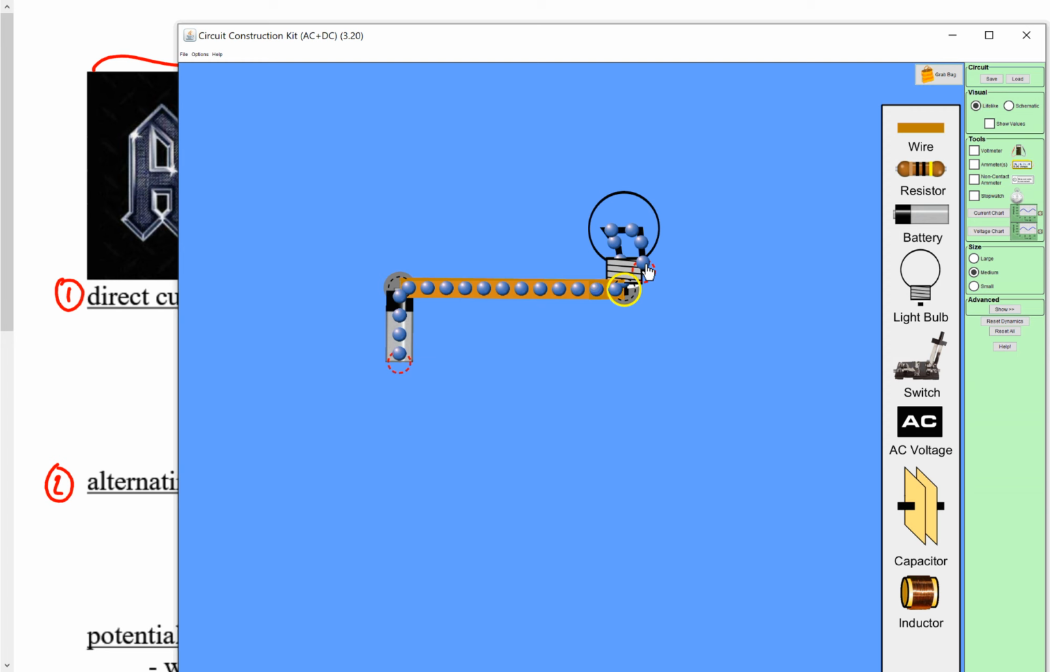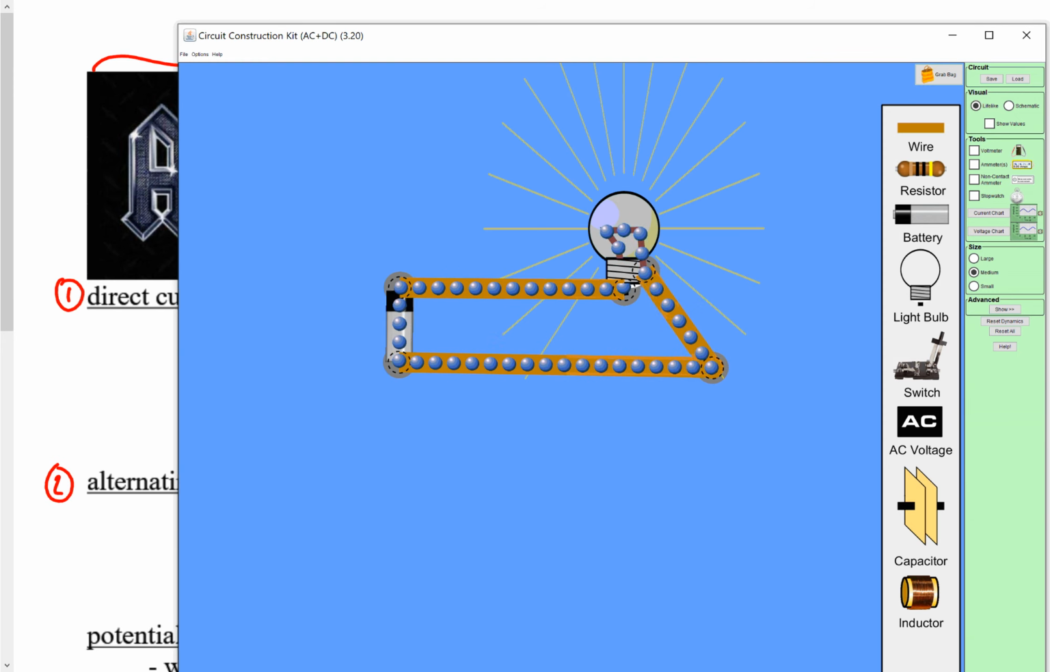The other base of the bulb has got to be connected to the other end of the battery. So I'm going to grab another wire and then 1 more wire, since these wires aren't bendable. Now I've got a complete circuit. So let's play the simulation. And now you see the light bulb light up.